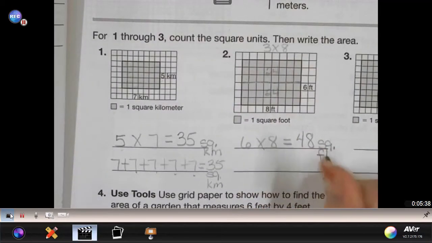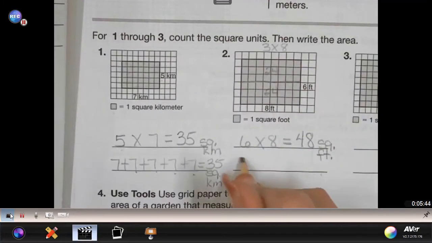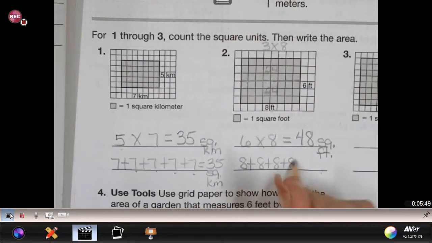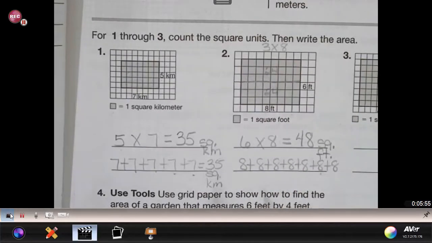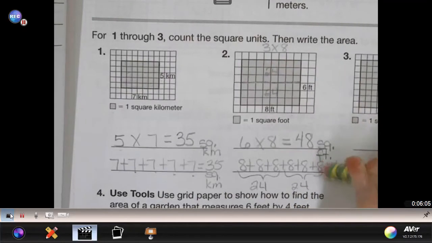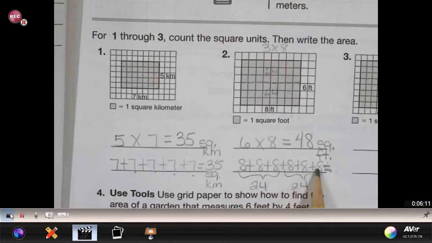We're imagining each one of these squares as being 1 square foot. Now, again, I could write an addition sentence to go with my multiplication sentence and check my work. I know that these 3 groups of 8 are 24, and these 3 groups of 8 are 24, and I have too many groups of 8, so it's a good thing I'm checking myself. 1, 2, 3, 4, 5, 6. 6 groups of 8 is going to be 48 square feet.